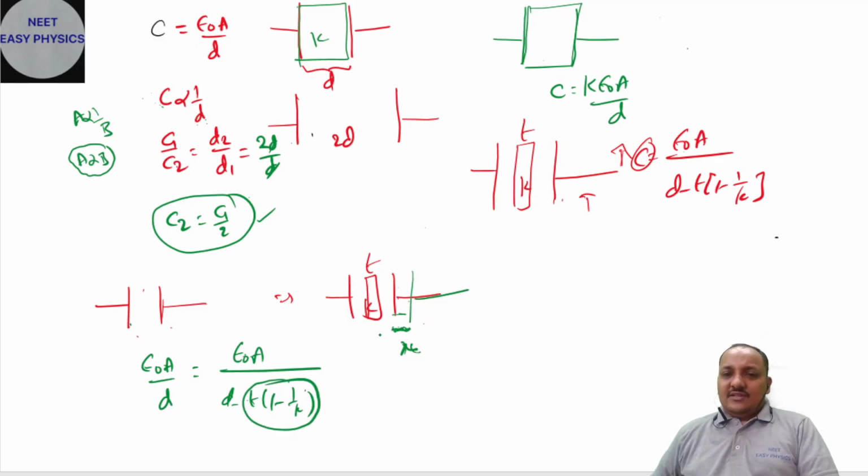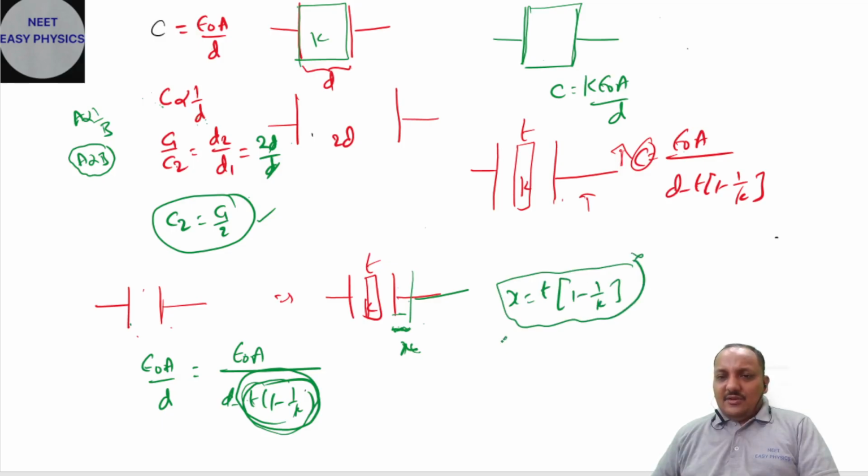Just without derivation, I'm giving how to remember. How much further distance should be increased? This is the extra one. Therefore, this distance should increase. Now, x is equal to T into 1 minus 1 by K. Very important formula. To get the same capacitance, after introducing the dielectric, what should be the increase in distance they will ask? This is the formula, T into 1 minus 1 by K.